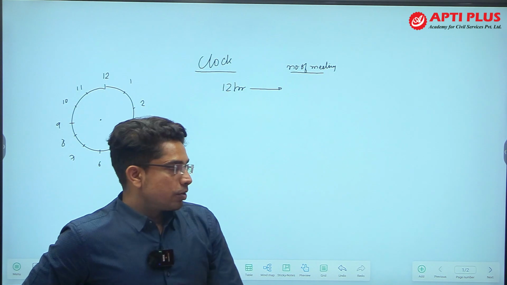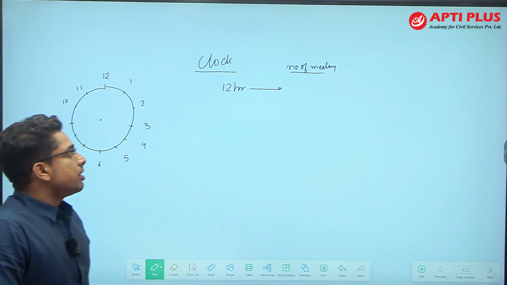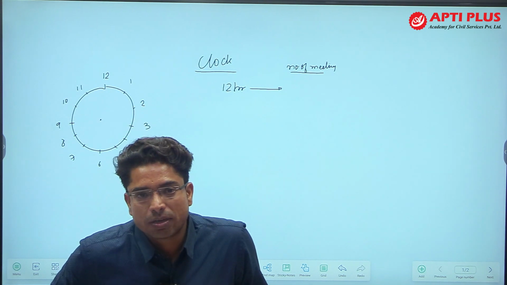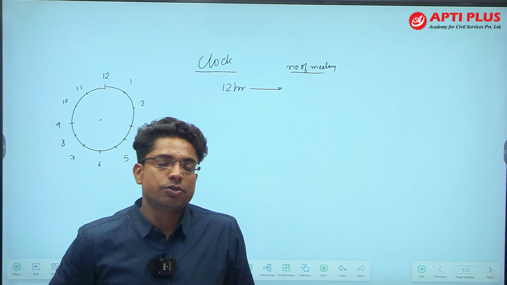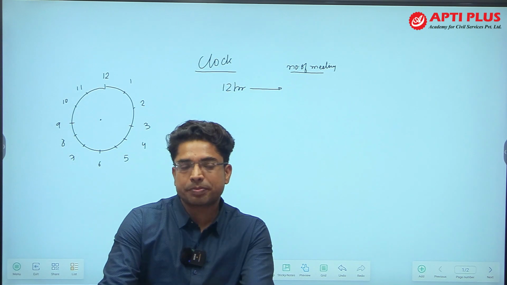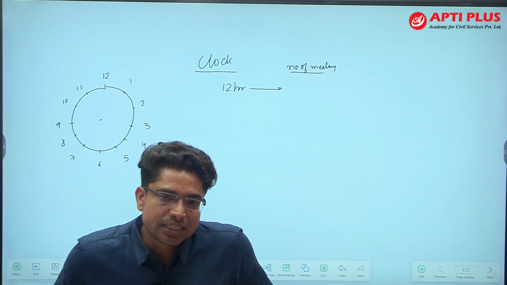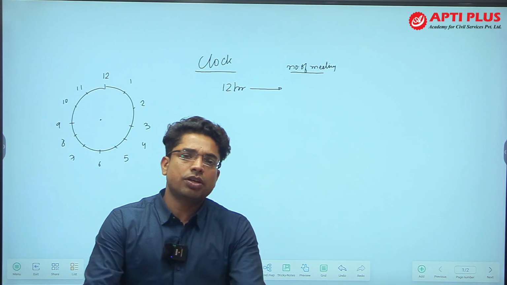So, the question is, in a 12-hour interval, the number of meetings of the hands of the clock. Which two hands am I talking about? The minute hand and the hour hand. How many times do the hands of the clock meet? When I ask this question, maximum of us will say it is 12, but it is not 12.